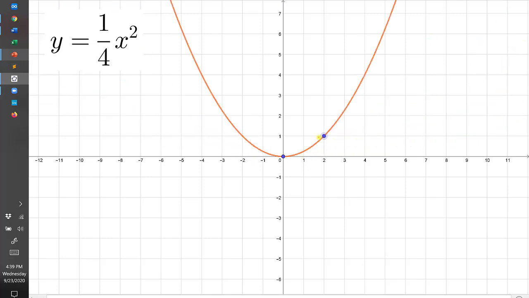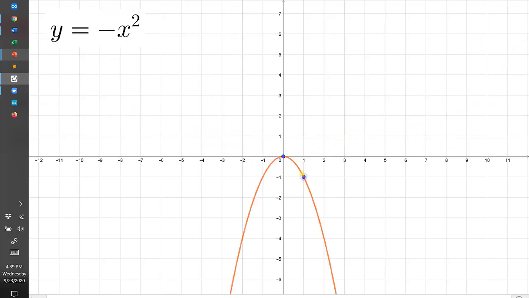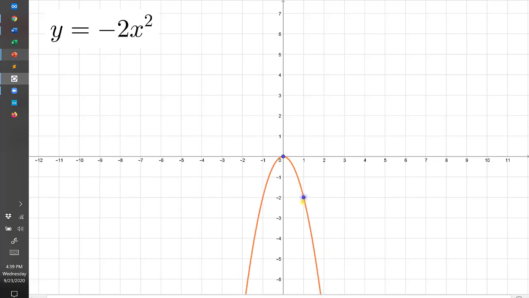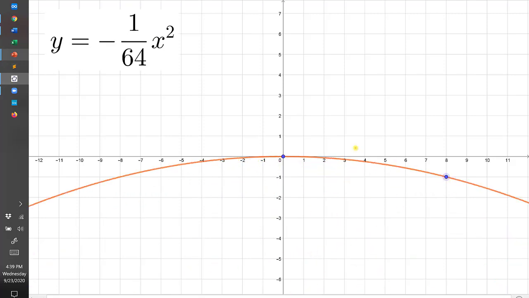But then I can also make these negatives. There we go. And now I have a negative in front of the x squared, negative and skinny. So it's a very big number, but big in a negative sense. Or I can make a very wide parabola. That's a negative coefficient in front, but it's very small.